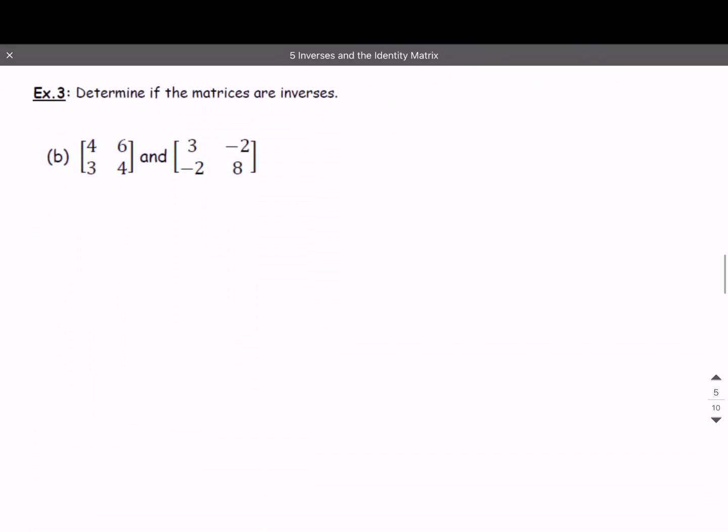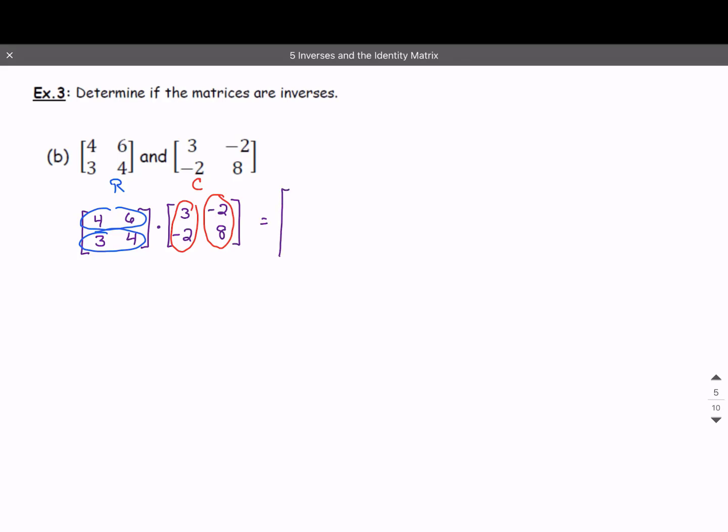Let's try another one. So now we've got the 2 by 2 matrix, 4, 3, 6, 4, times this matrix, 3, negative 2, negative 2, 8, and we are going to take the rows from matrix 1, and we're going to take the columns from matrix 2, always in that order, and we're going to start multiplying.